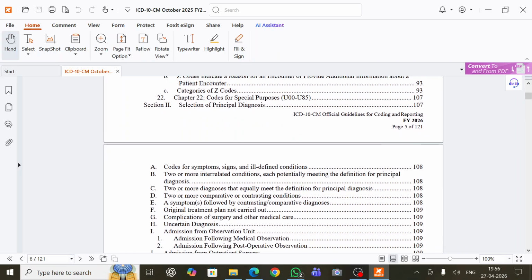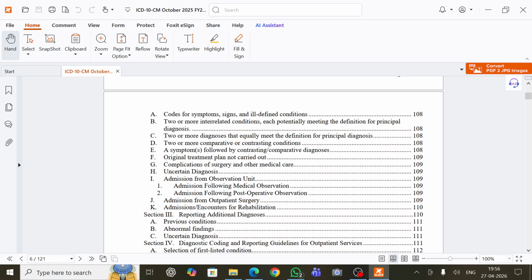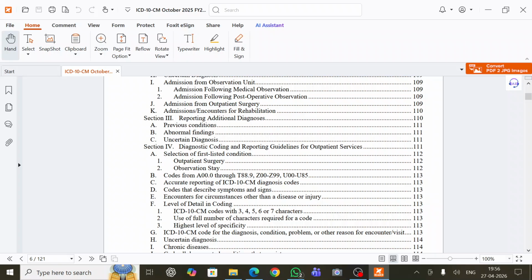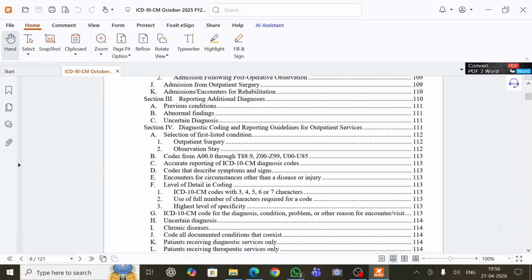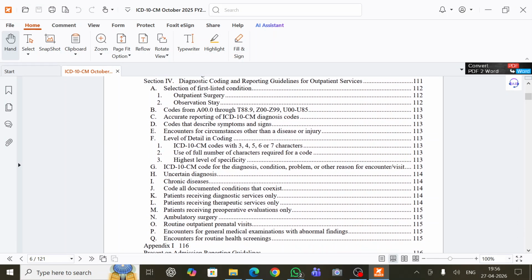The next section is the selection of principal diagnosis. In that section, we see how to deal with the patient report using the ICD-10 codes. Section 3 is reporting additional diagnoses. It means you can see abnormal findings, previous conditions, that is past medical history, and certain uncertain diagnoses in that section.